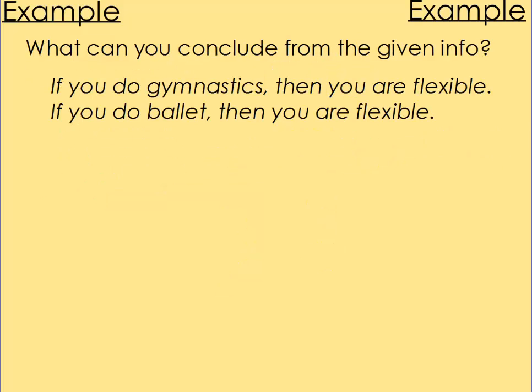All right, example 2, pause the video. Okay, what can you conclude from the given info? If you do gymnastics, then you are flexible. If you do ballet, then you are flexible. So this looks like I have two statements that maybe I can use the law of syllogism on. But flexible is still the conclusion for both of these. So what can I conclude from that? Well, I can't say if you do gymnastics, you do ballet, because that's what it kind of looks like. But that's not what's going on at all. These are two conclusions. So I can't conclude anything from this. So this is, again, a nothing.